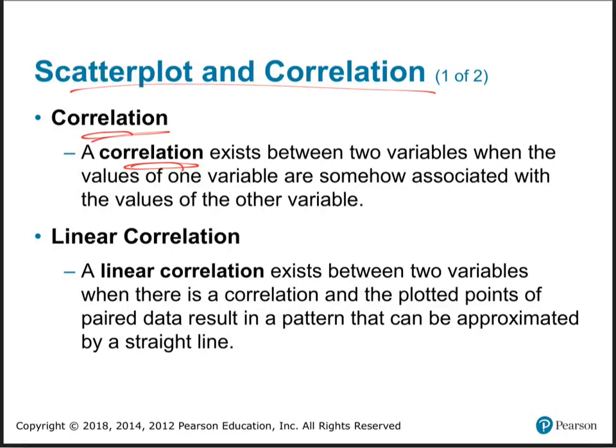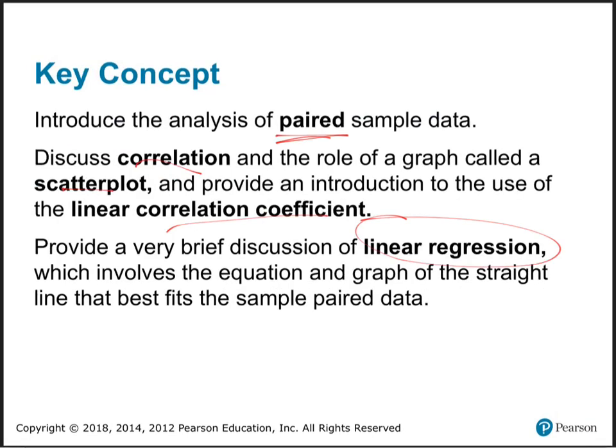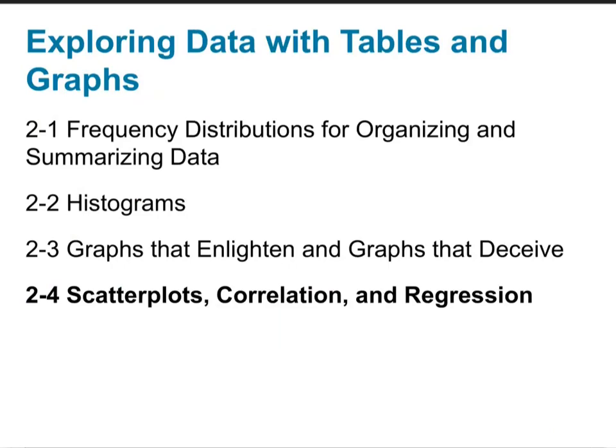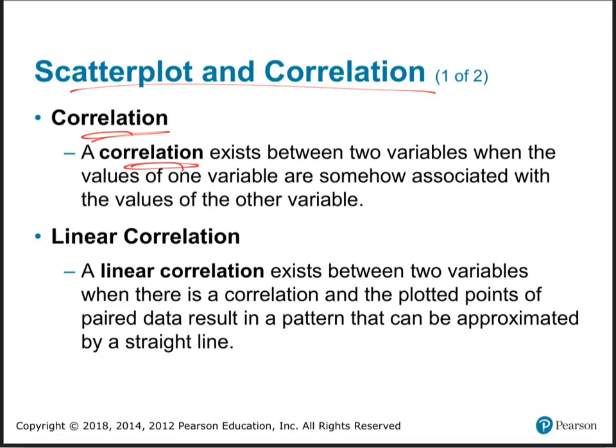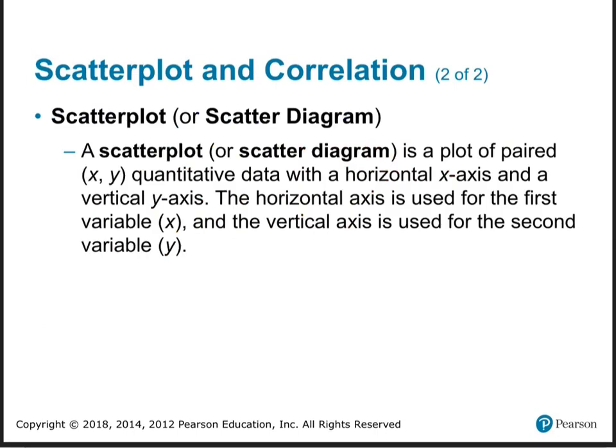So correlation exists between two variables when the values of one variable are somehow associated with the values of the other. Let me be clear where we're at. We're in 2.4, scatter plots, correlation, regression. I jumped ahead.